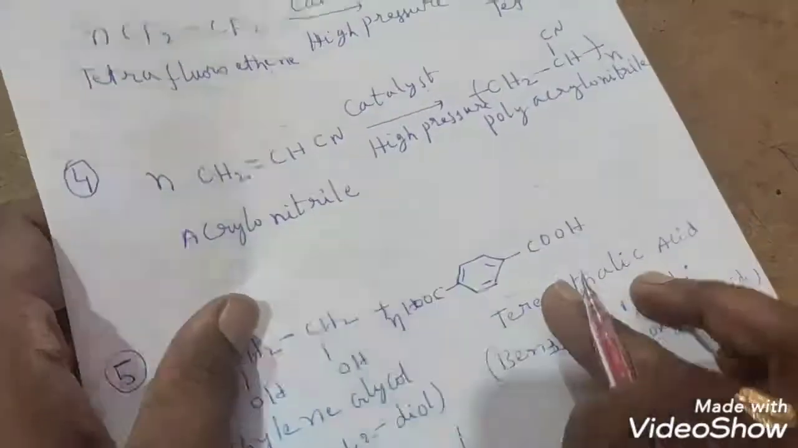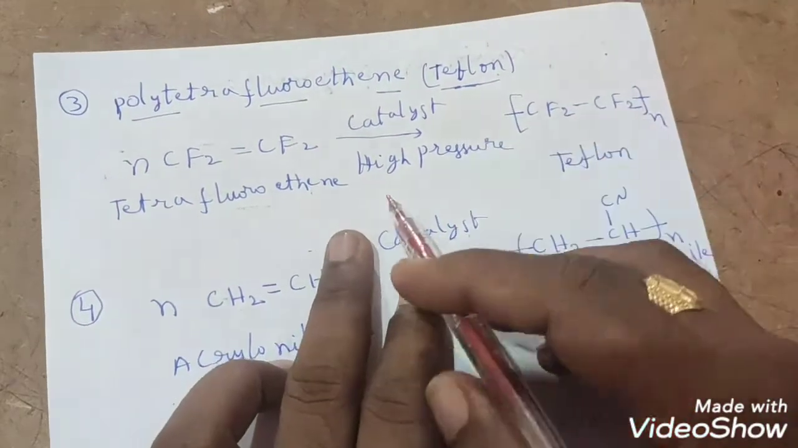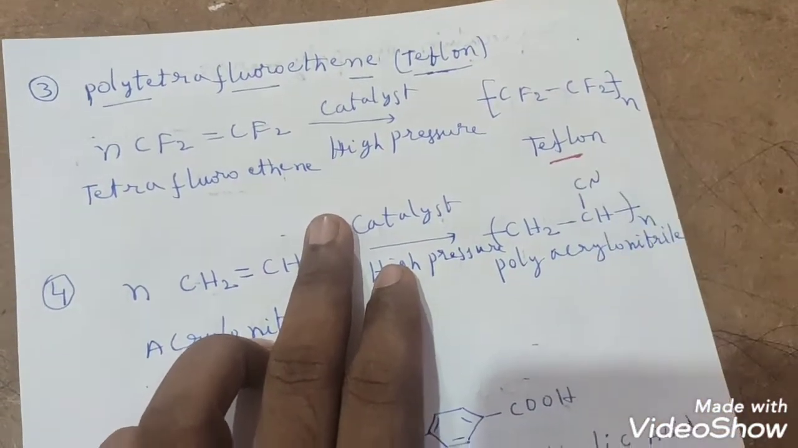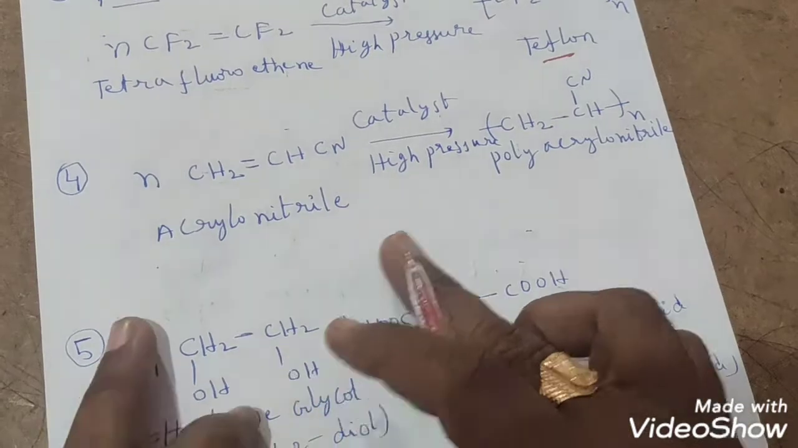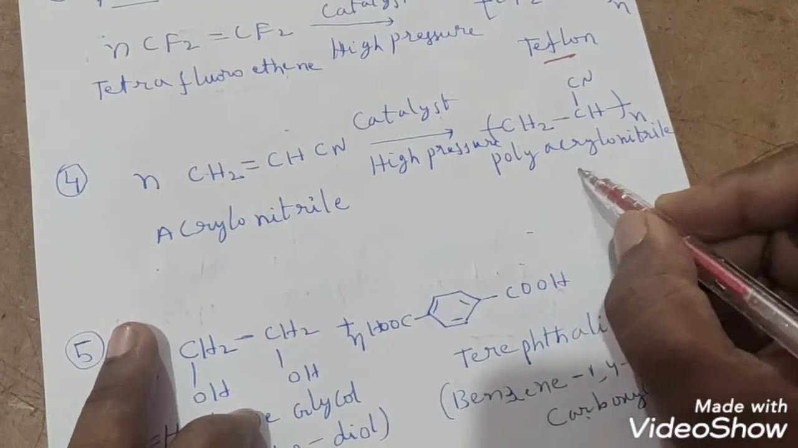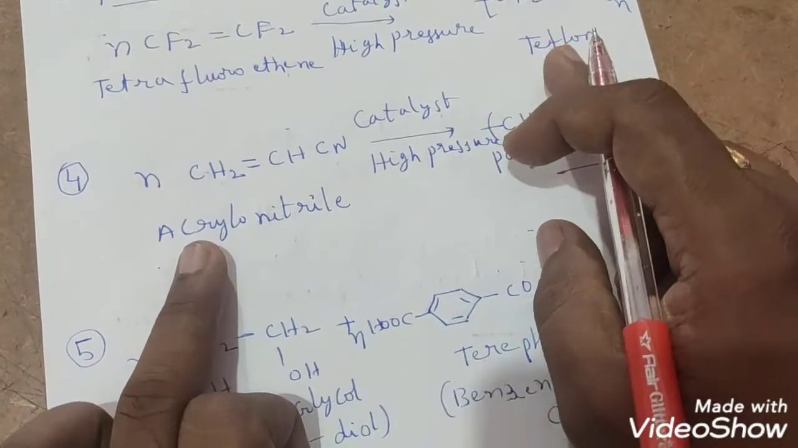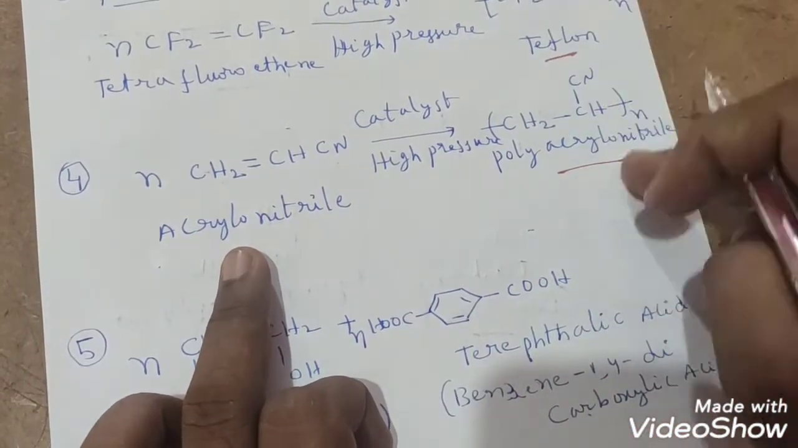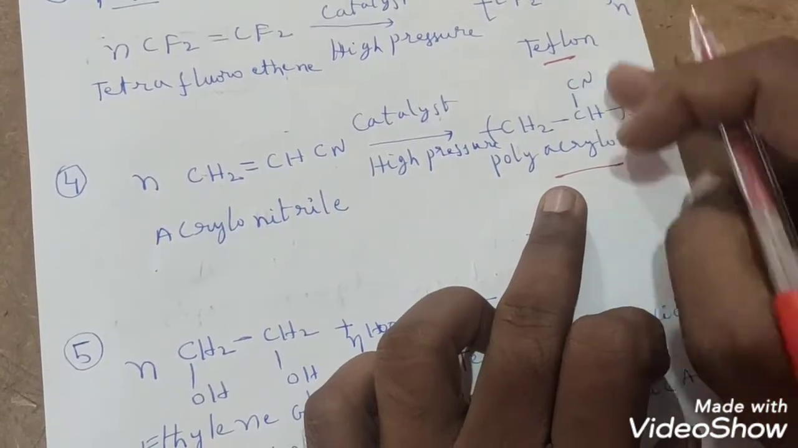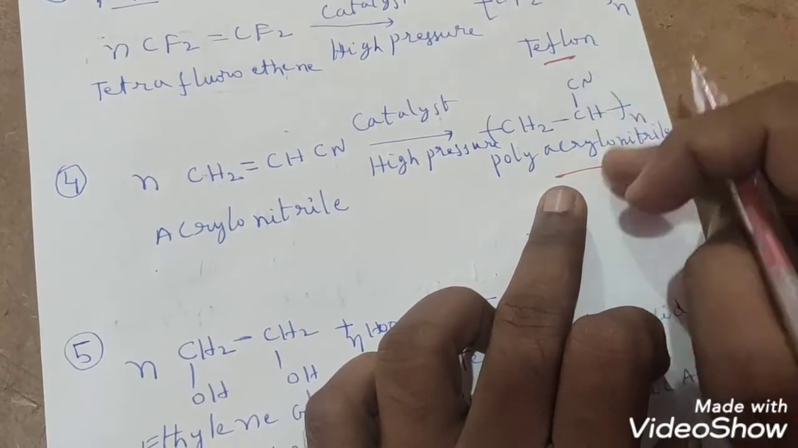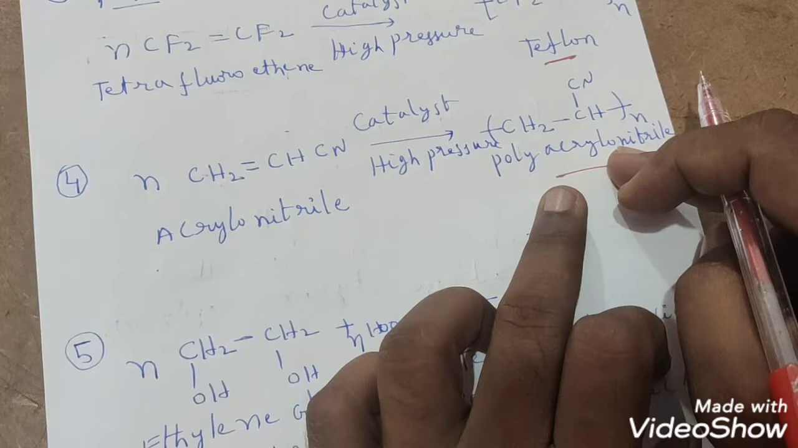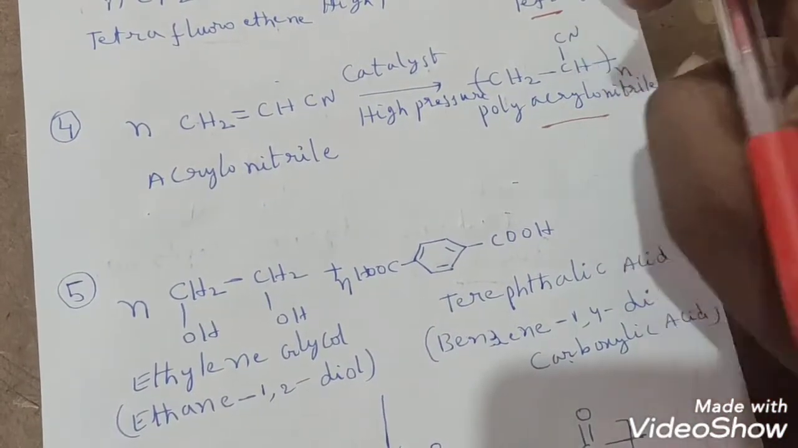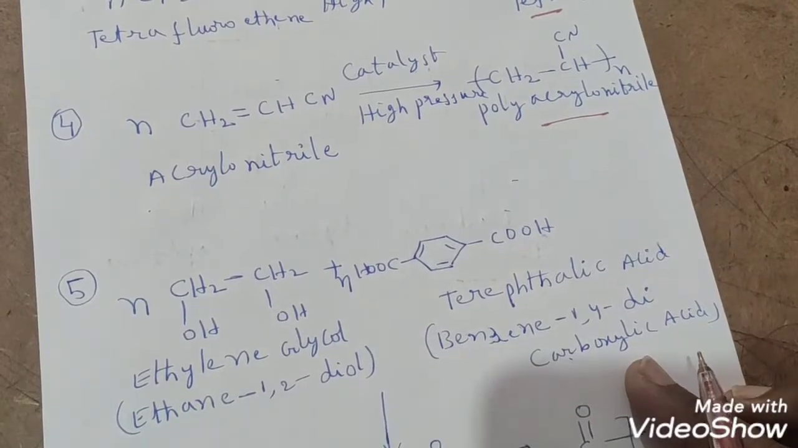Next polymer we have is Teflon. Teflon polymer preparation method is this one, right? Polytetrafluoroethene. And next one is polyacrylonitrile, which came from acrylonitrile. See that both polymer and monomer are important, and the polymer structure is also important. Sometimes they will give structures: among the following, which is a Teflon structure? There is a chance to ask like that also. So you have to identify by looking at the structure what is the name of that polymer, right?